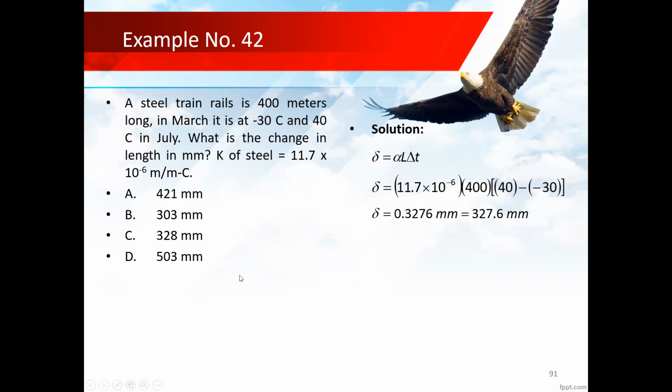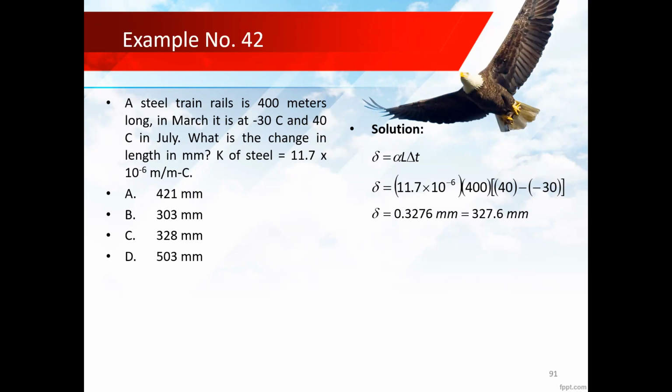So example number 42. A steel train rail is 400 meters long. In March, it is negative 30 C and 40 C in July. What is the change in length in millimeters? The coefficient of thermal expansion of steel is 11.7 times 10 to the negative 6 meter per meter C.